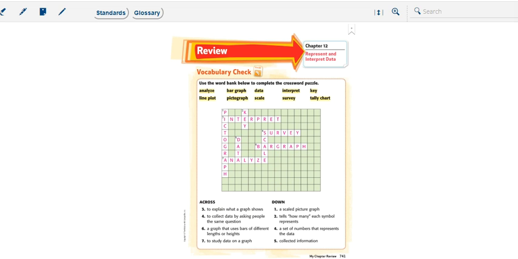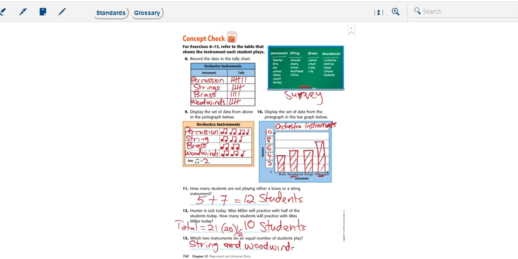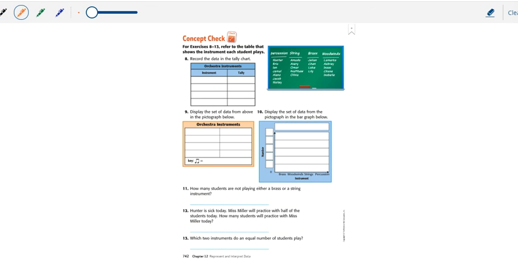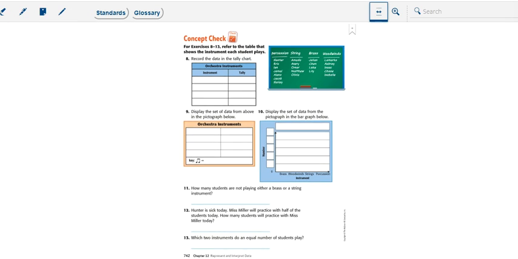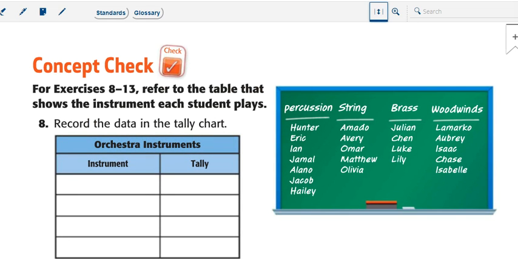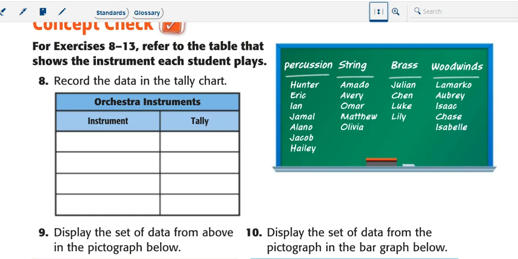Okay? Now, please turn your pages. Page 742. Okay? Now, number 8. For exercises 8 through 13, refer to the table that shows the instrument each student plays. Okay? Now, let's see. Record the data in the tally chart, okay? So, some people have percussion instruments, some have strings, others have brass, and others have woodwinds, okay?